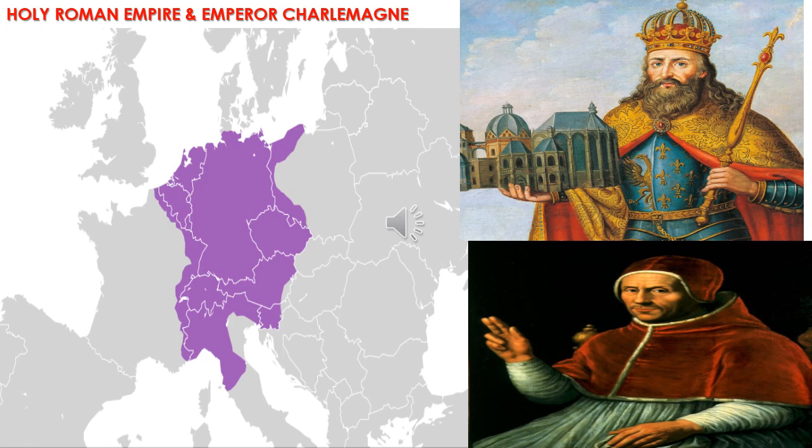The newly established Holy Roman Empire represented Christianity and Christendom. Christendom means all the Christian people and countries of the world. The newly established Holy Roman Empire represented Christianity as its official religion, and hence it was designated as holy.